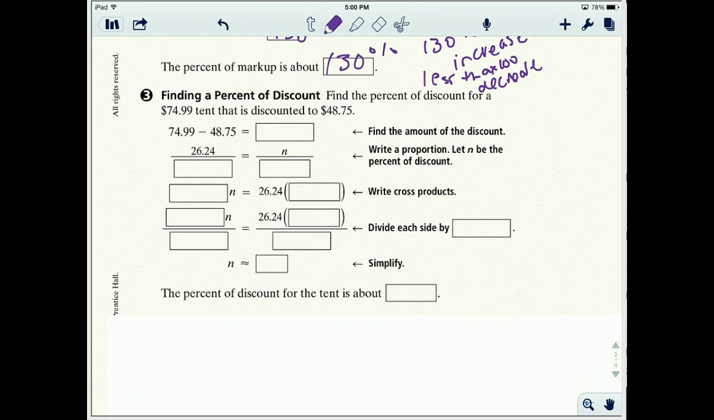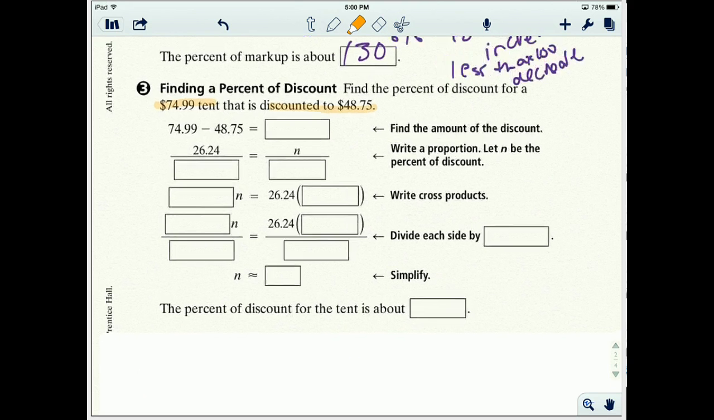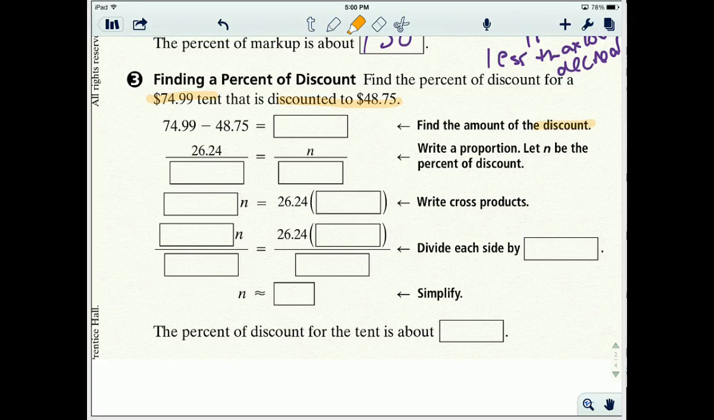It says to find the percent discount. The tent cost $74.99 and then it got discounted to $48.75. So let's go ahead and find the amount that they discounted first. To do that, again, we're going to be subtracting. 74.99 minus 48.75, and that gives me about $26.24.